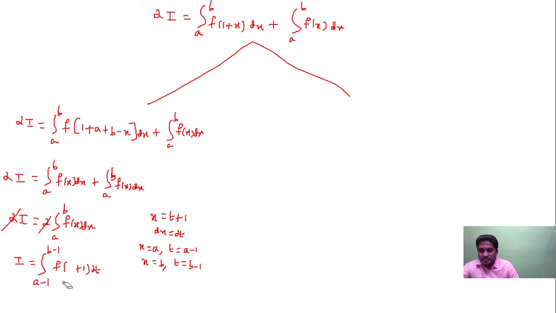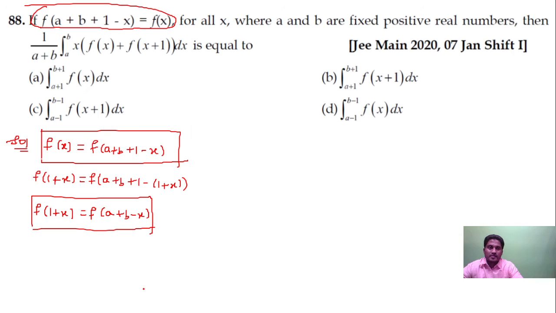So definite integral is always independent of variable, right? So I can write this as integration of a minus 1 upper limit to b minus 1 and then f of x plus 1 and then dx. So integration a minus 1 to b minus 1 f of x plus 1 dx answers option C.